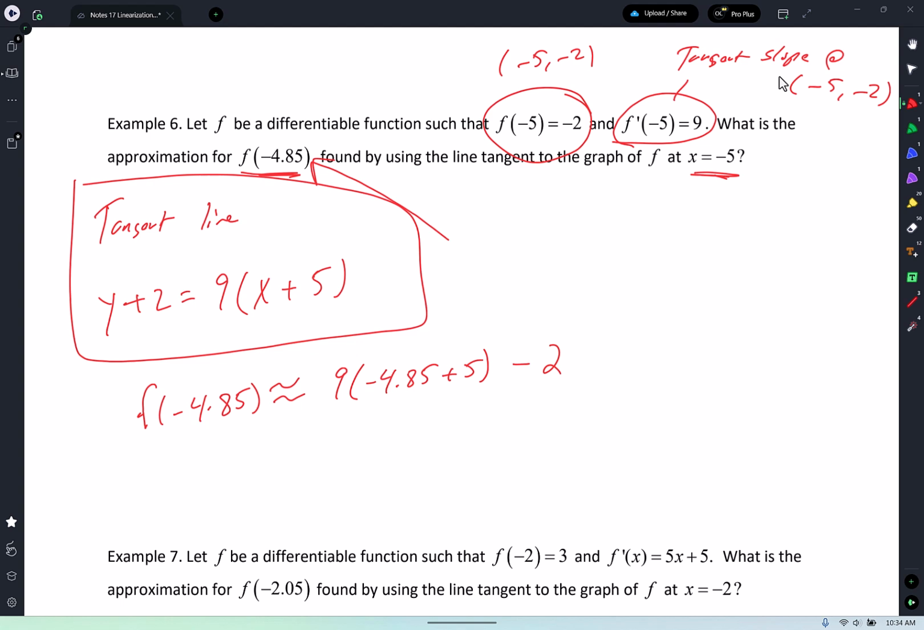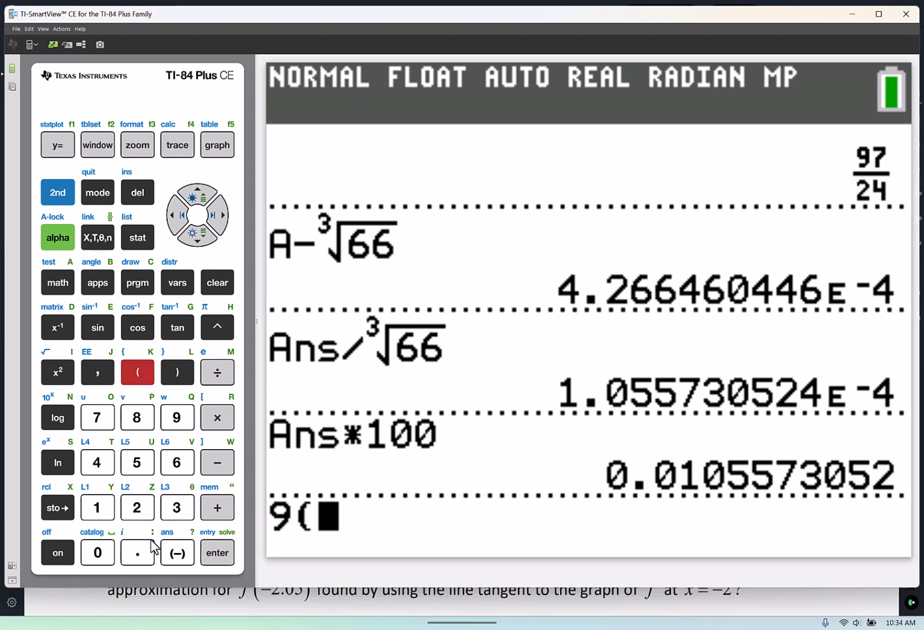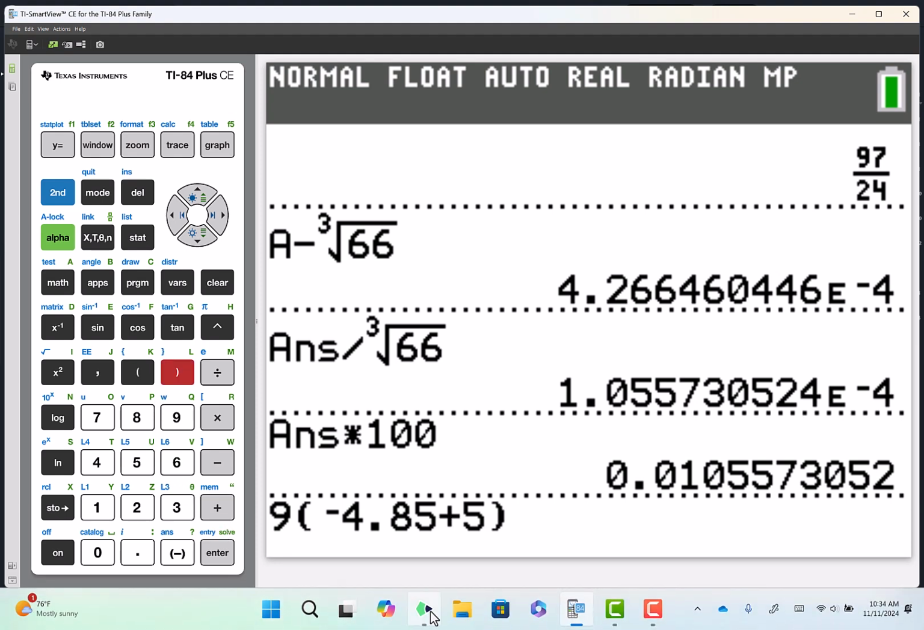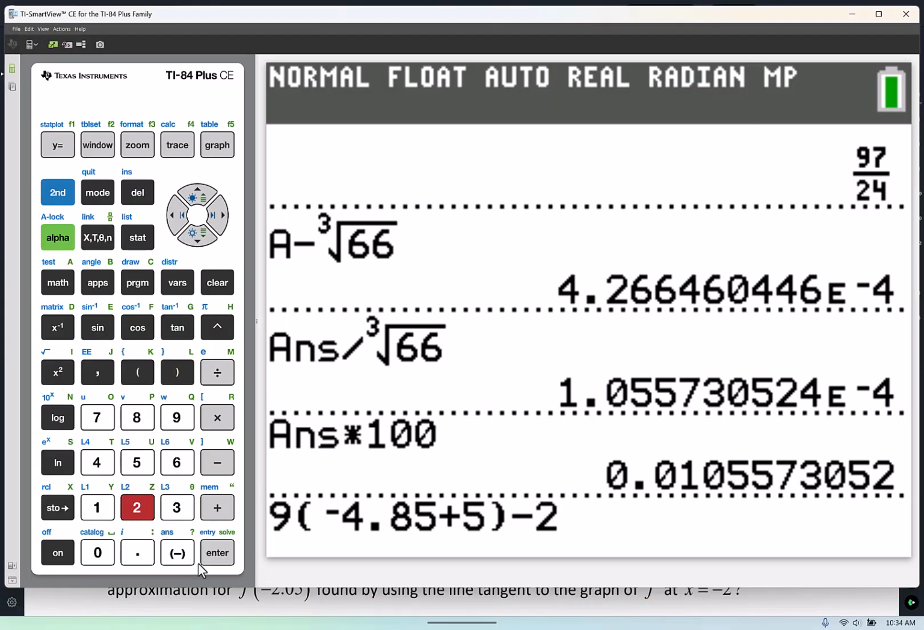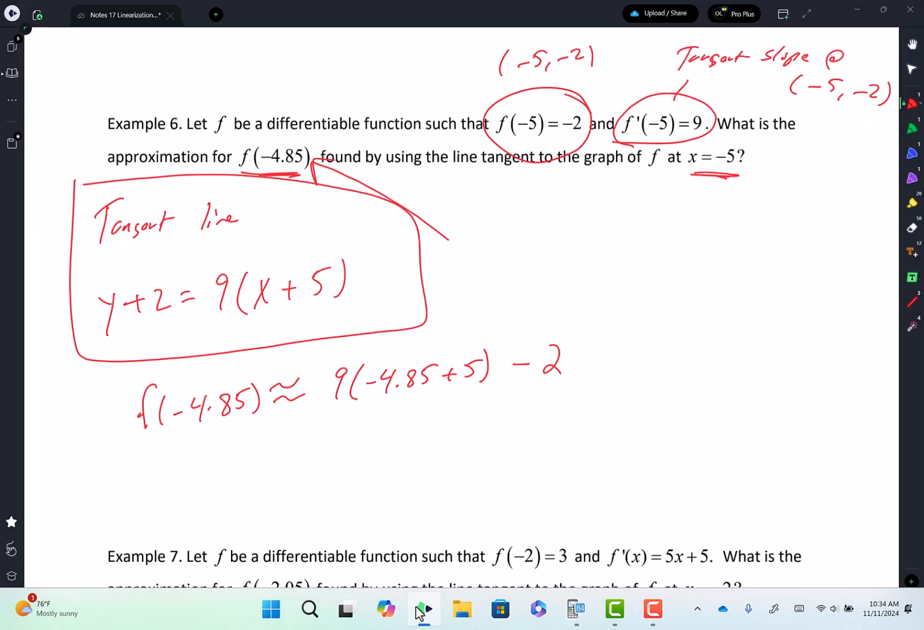I take my calculator. 9 times negative 4.85, was it plus 5? Plus 5, and then what was the final? Minus 2. Bad short-term memory. Minus 2. And there it is, negative 0.65. So negative 0.65. There's your approximation. How do we feel? Nothing crazy, right?